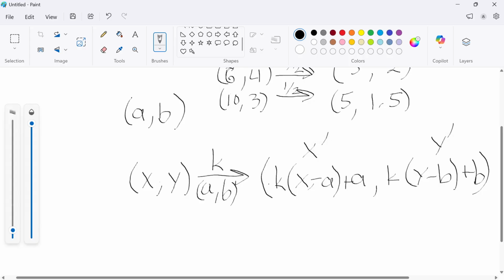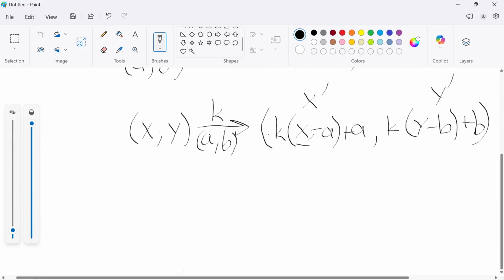I just take k, the dilation factor, multiply it by the difference, x minus a, x the original x coordinate of the point, and then minus a, the x coordinate of what I'm dilating it according to, and then add the a of what I'm dilating according to, and then same thing with the b's. So let me do all of these.